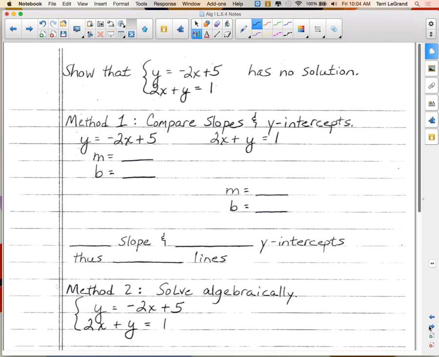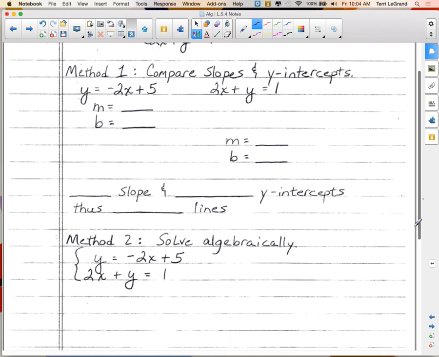Show that y equals negative 2x plus 5 and 2x plus y equals 1 has no solution. So if we're going to use method 1, the graphing method, in other words, we're going to talk about what would happen on the graph. Our first equation is ready to identify slope and y-intercept because we have to compare our slopes and y-intercepts. What's the slope? Negative 2. Y-intercept? 5.